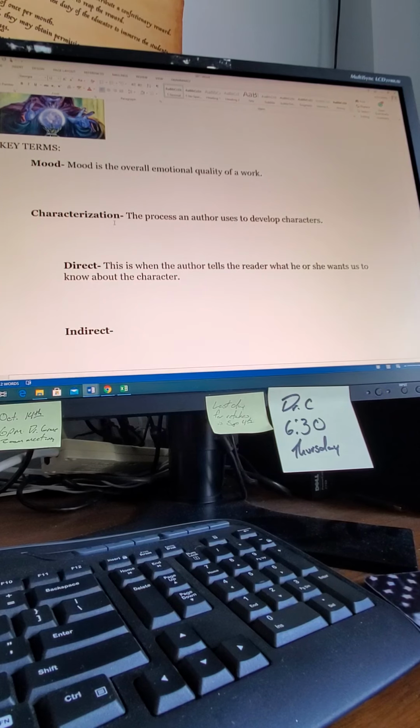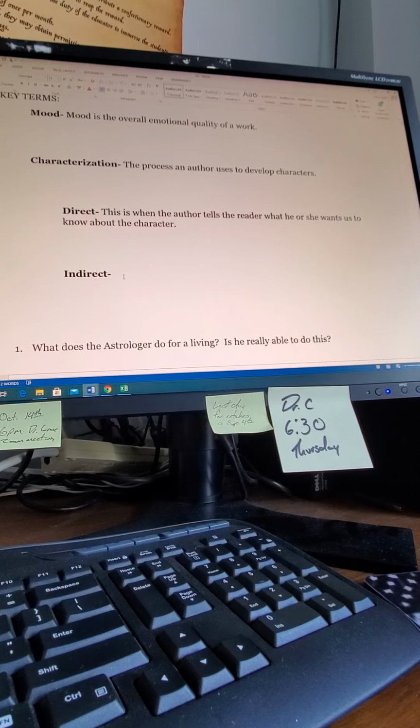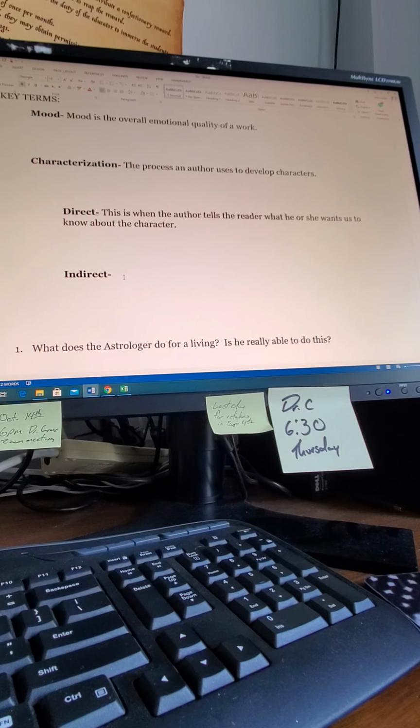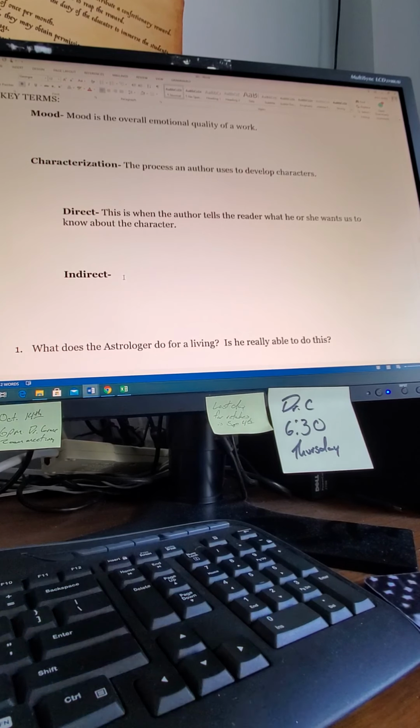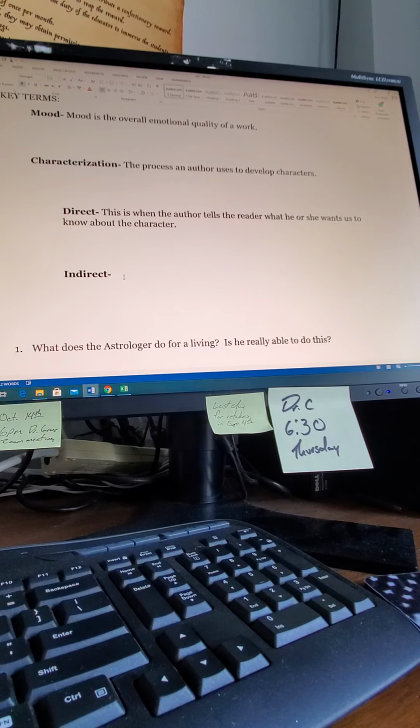Indirect characterization is a little bit different. Indirect characterization, we look at the words and the actions and how other characters react and relate to the main character. And that is how we decide the kind of person he is.